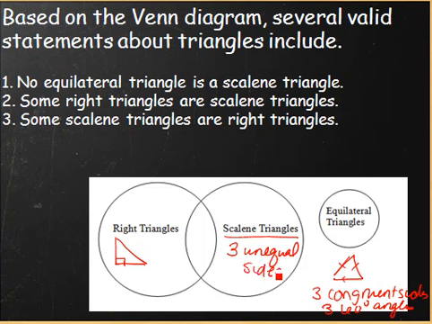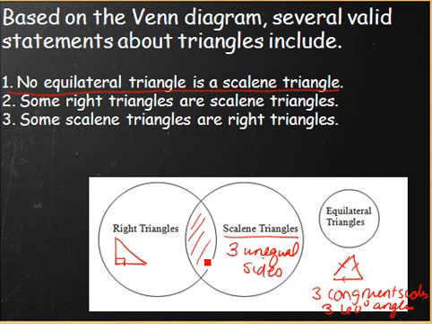Therefore, we can look at some valid statements. Since equilateral triangles have 3 congruent sides and scalene triangles have 3 unequal sides, then no equilateral triangle can be scalene. Also, no right triangle is equilateral because an equilateral triangle has 60-degree angles and not a 90-degree angle.